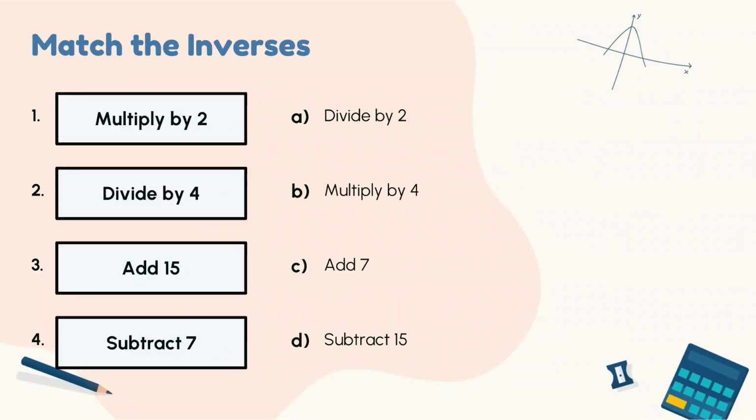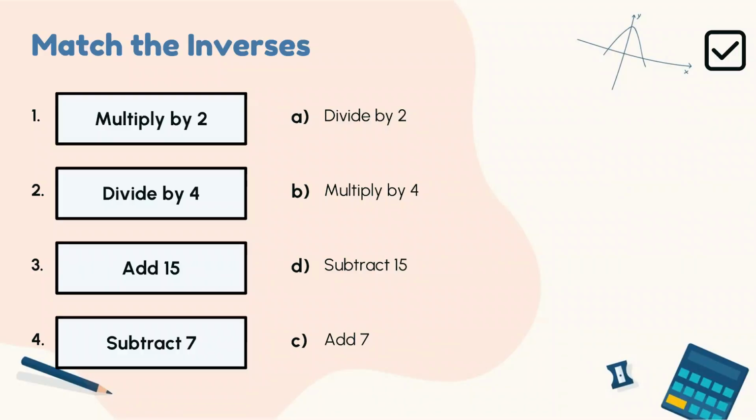Let's match the inverse operations. The operations are multiply by 2, divide by 4, add 15, subtract 7. The possible inverses are divide by 2, multiply by 4, add 7, subtract 15. Pause the video and try matching each operation with the action that would undo it.